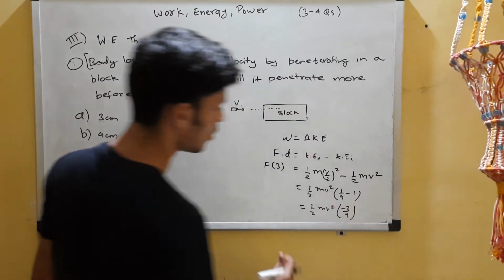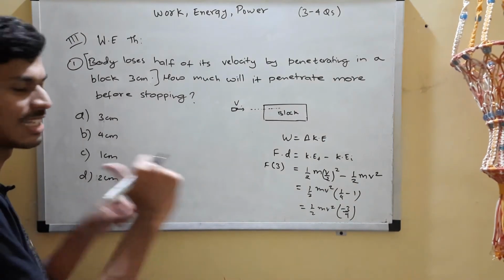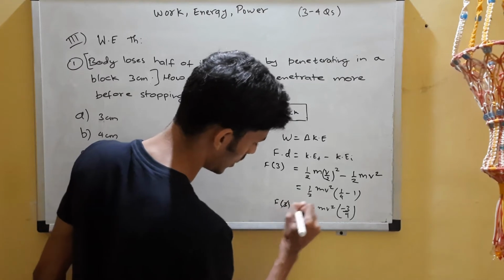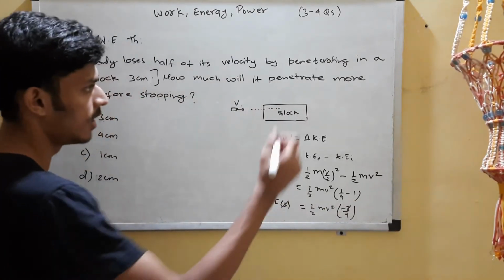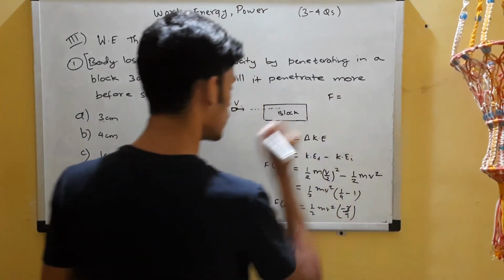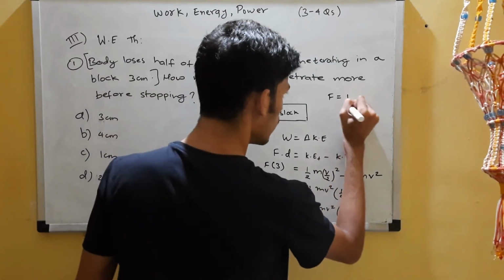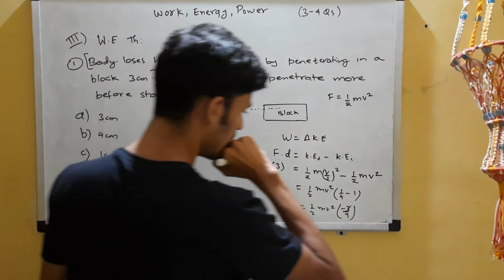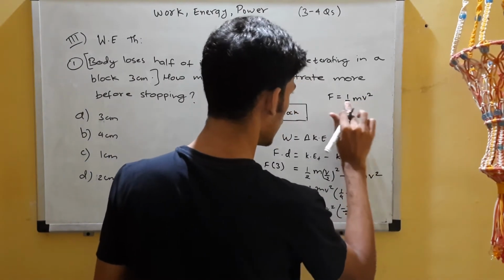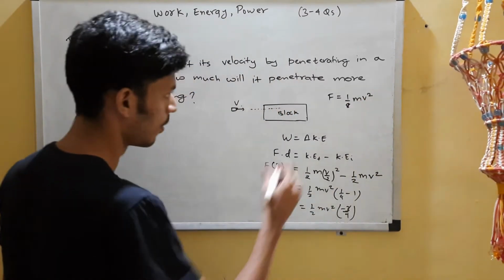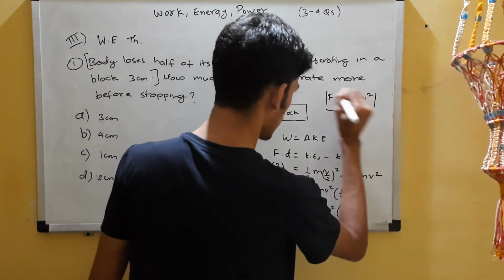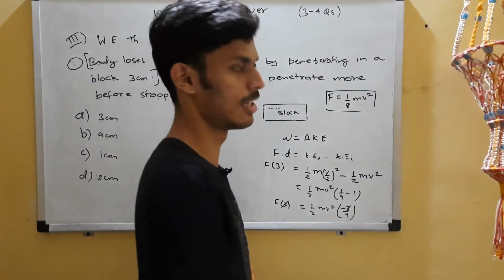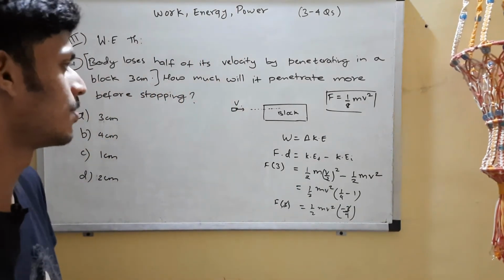This minus sign just shows that this force is resistive, right? The force and displacement are in opposite direction. 3 cancels with 3 and you have this force. You know this force now, half mv square by 4, right? So I can write 1 by 8 mv square. This is the resistive force, and it is constant. That is the assumption.